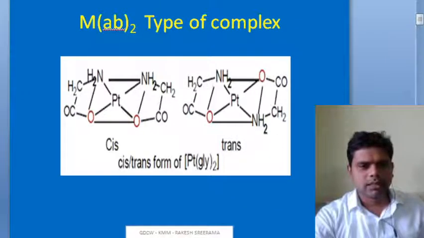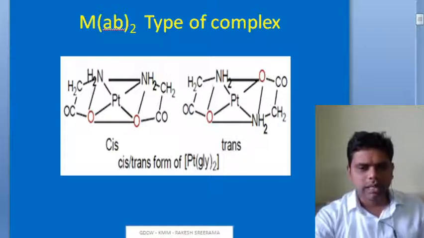So in glycine you have NH2 and CH2COO minus. Glycinato ligand has NH2CH2COO minus, where one donor site is with amine nitrogen, another donor site is what? Oxygen. Another ligating site is a COO minus oxygen. So as such you have an AB2 type of complex.